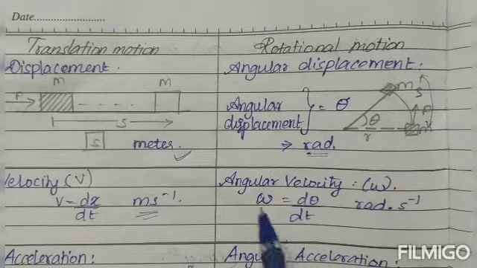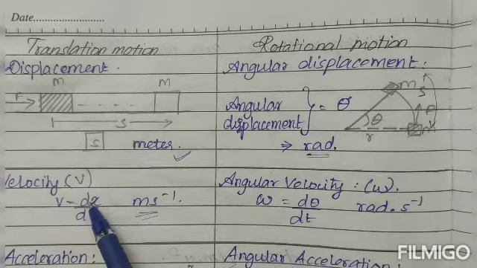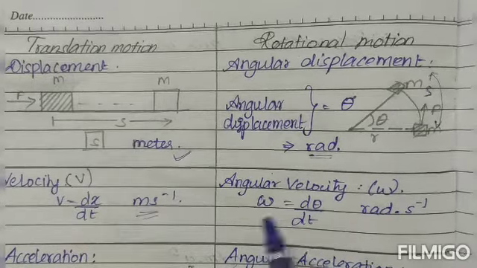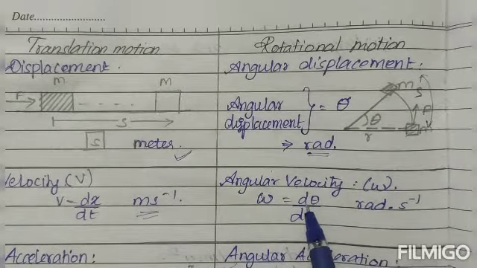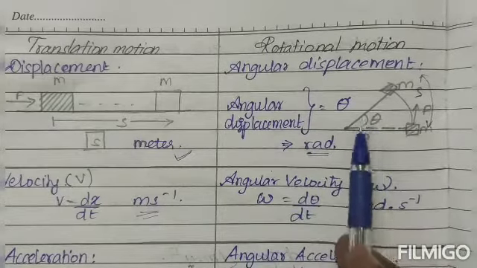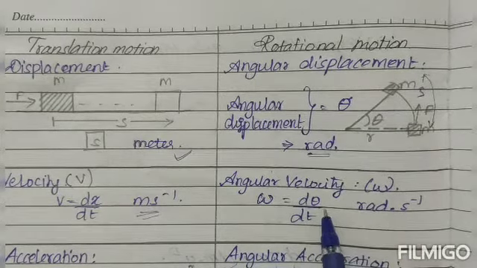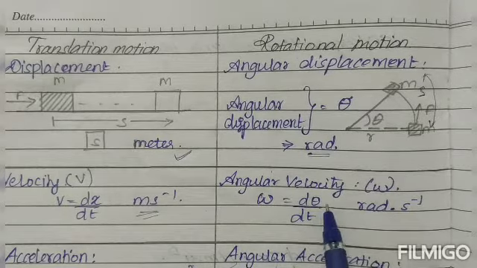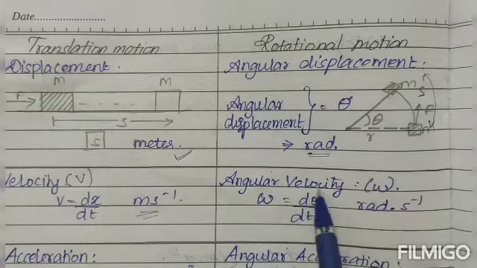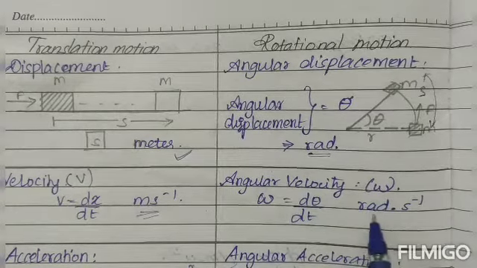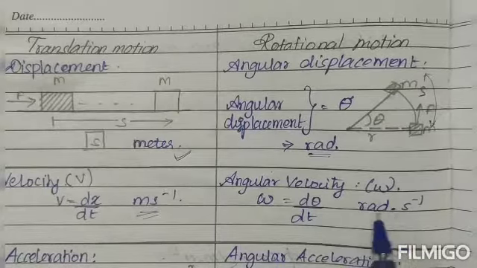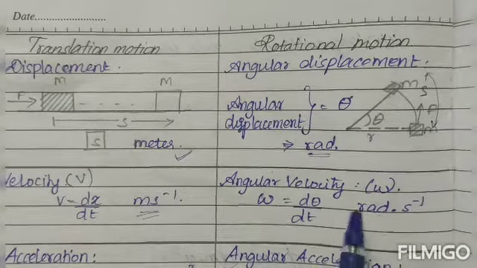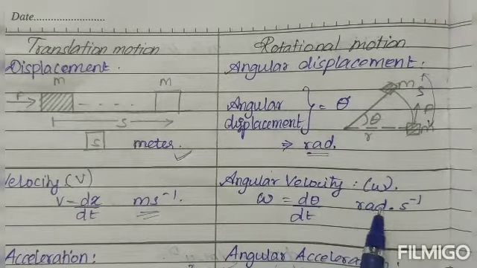Velocity is change in displacement divided by change in time. Like that, angular velocity is change in angular displacement divided by time. That is known as angular velocity. The angular displacement unit is radian, divided by time, per second, so radian per second. Linear velocity is meter per second, and angular velocity is radian per second.